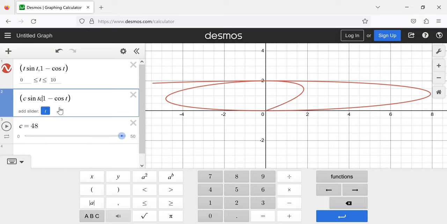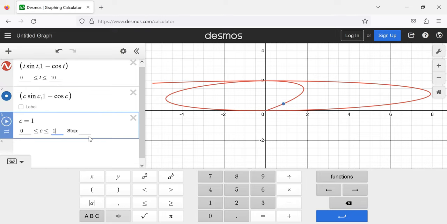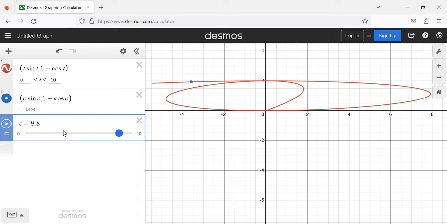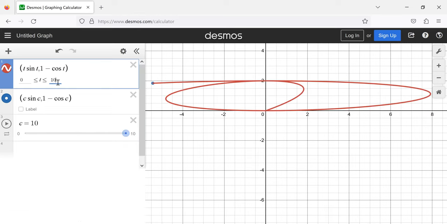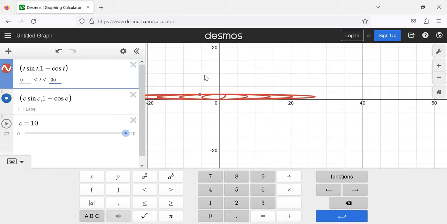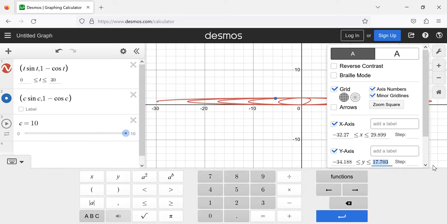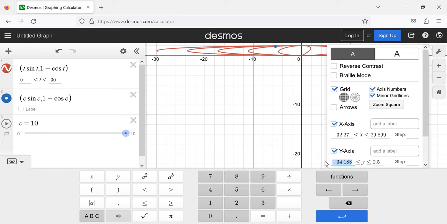I feel there must be a better way to do this, but I don't know what it is, if there is. If we use something other than t, let's say c, and we want to go from 0 to 10 now, then we see we start here, and we are spiraling counterclockwise. And if we let t be bigger, maybe t can go up to 30. Scroll out so we can see more of this. Then mess around with our viewing window. Y doesn't need to be bigger than 2.5, let's say.